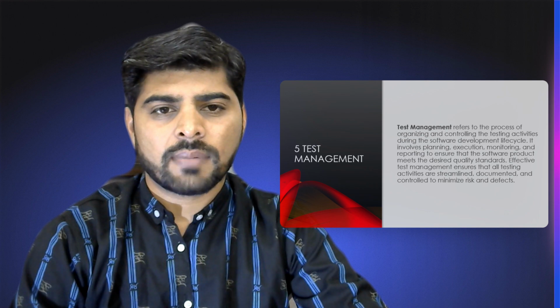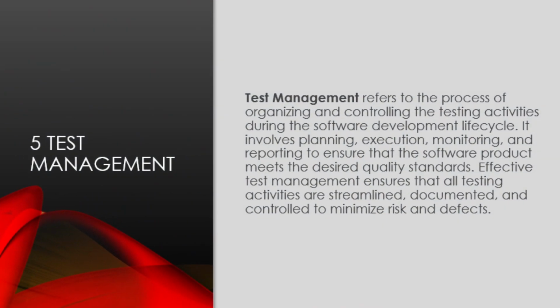So in this session we will discuss test management. Chapter 5 is about test management. When we talk about test management, it refers to the process of organizing and controlling the test activities. So in this process we organize and control all the activities. It involves planning, execution, monitoring, and reporting to ensure that the software product meets the desired quality and standard. Effective test management ensures that all test activities are streamlined, documented, and controlled to minimize risks and defects.